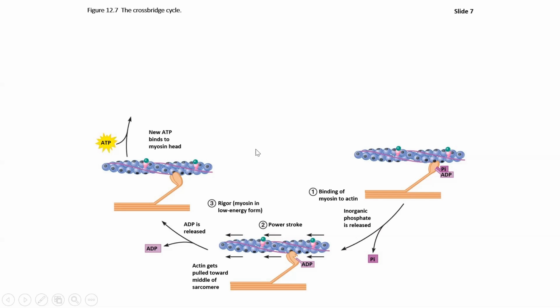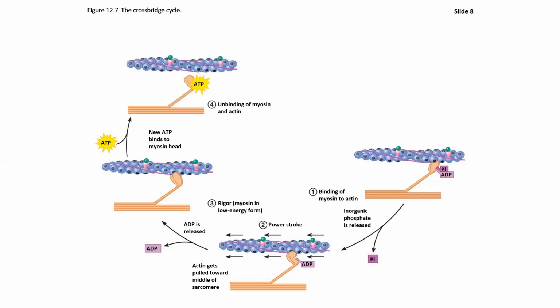Now the next step is a new ATP comes in and binds onto that myosin head, and that will unbind myosin from actin. So a new ATP must come in so that the myosin head can go back into its low energy state where it is not attracted to actin, and it's going to let go of that actin filament. And that is what breaks the contact of actin and myosin.